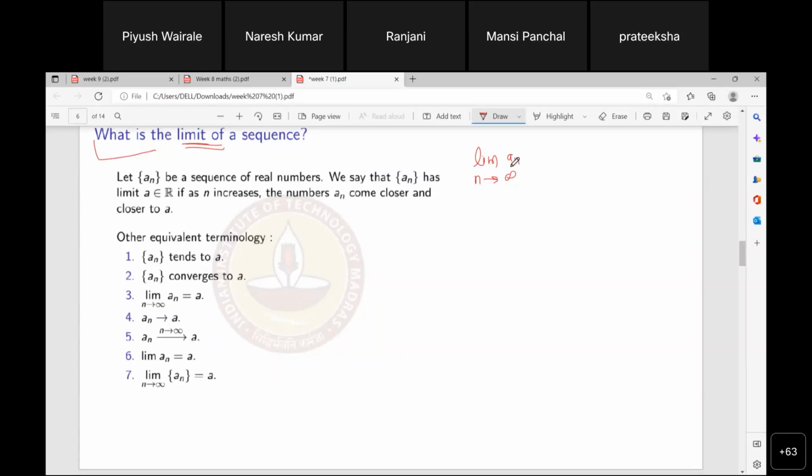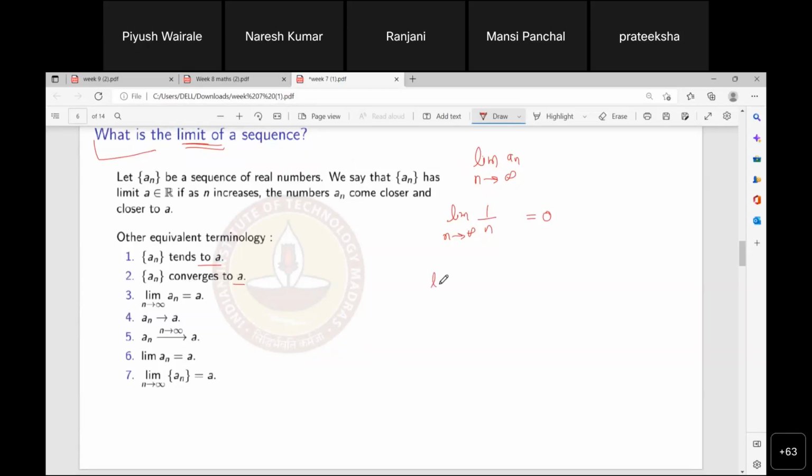There are other terminologies also, like a_n tends to a, or a_n converges to a. Suppose I take one example: limit of 1 by n as n tends to infinity. As I increase the value of n, this 1 by n will tend to 0, right? So if I evaluate this limit, I will get 0. So it is basically a limit of a sequence. Just remember, whenever you have to find the limit of a sequence, just consider the limit as n tends to infinity. So a_n converges to a.